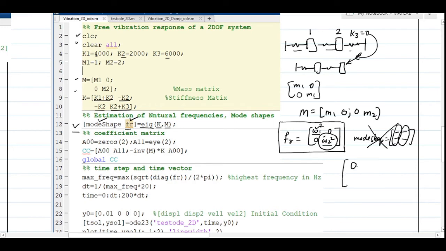There was a null matrix of size 2 cross 2, then the identity matrix of 2 cross 2. Then we were having M inverse K, and again we are having a null matrix of 2 cross 2.